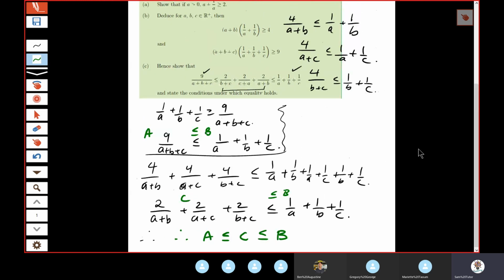Any questions? And state the conditions under which equality holds. Equality, so such that this equals this equals this. For equality to hold.